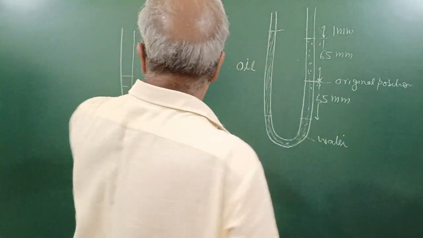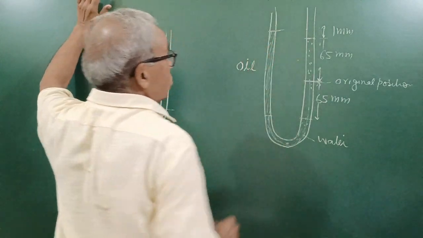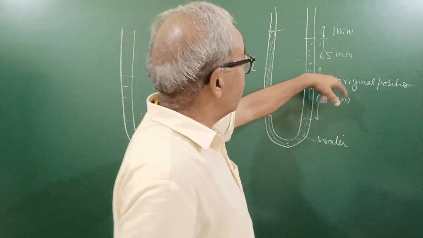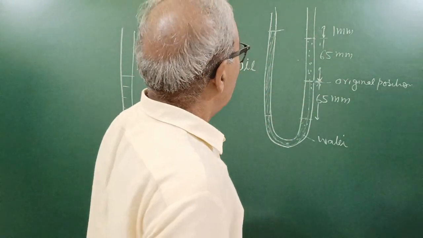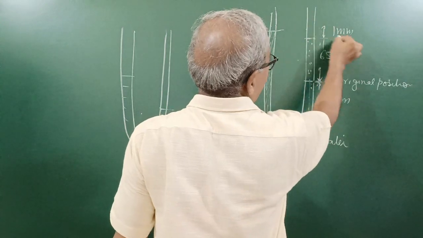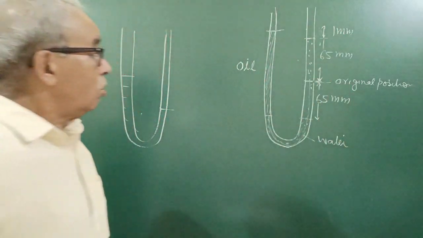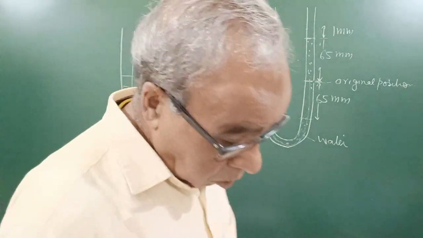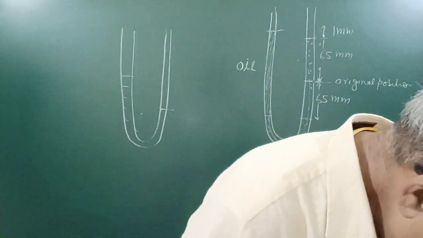Now oil was poured into this tube till water rose 65 millimeter above the original level, while the free level of oil remains 1 meter above the water level. So you are asked, what is the density of oil?